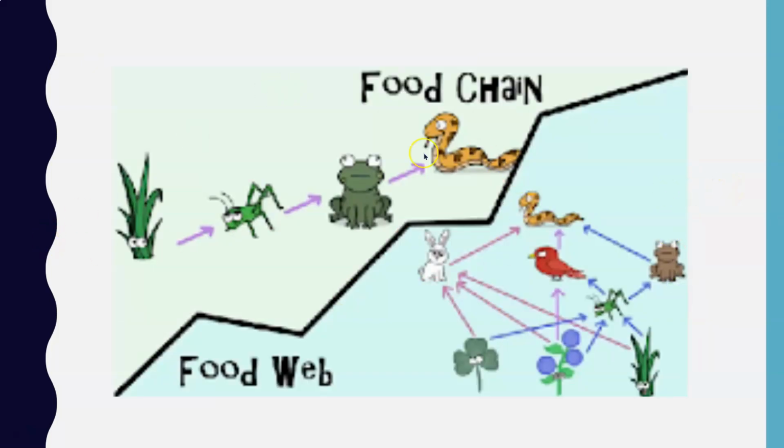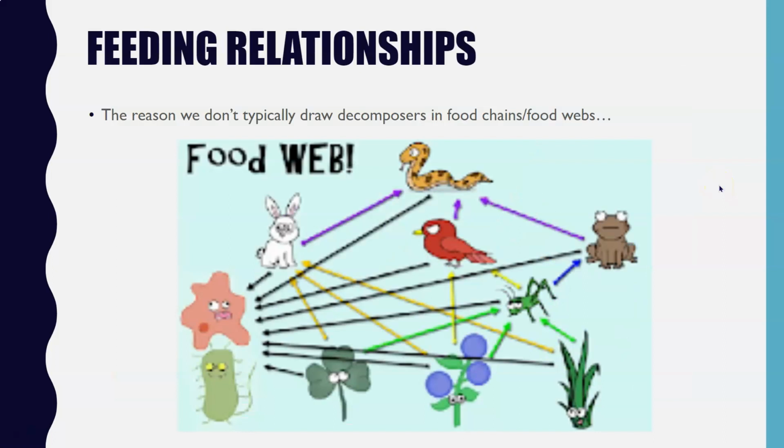Okay, food chain versus a food web. The reason we don't typically draw decomposers in food chains and food webs is because literally everything will decompose eventually. So it would be like just a mess.